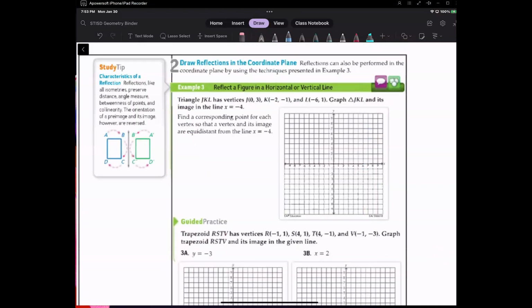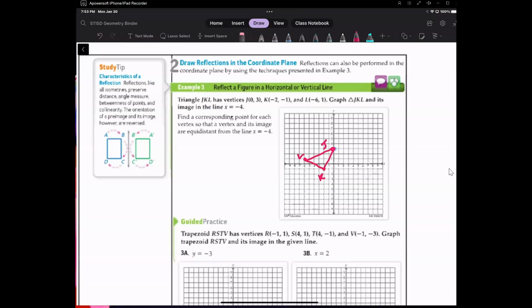Draw reflections on the coordinate plane by using the techniques presented in example 3. Triangle JKL has vertices J (0, 3), K (-2, -1), and L (-6, 1). So we have J, which is 0, 3. We have K, which is -2, -1, so that's K. And L is -6, 1. That's L. So we're going to connect the points.